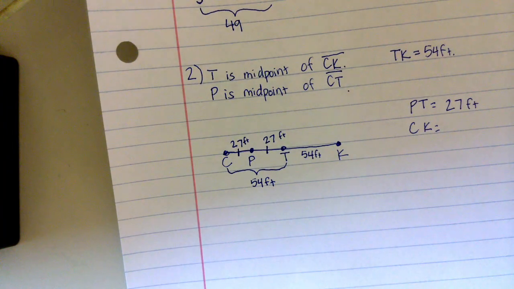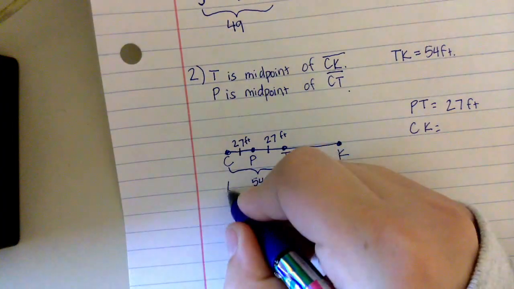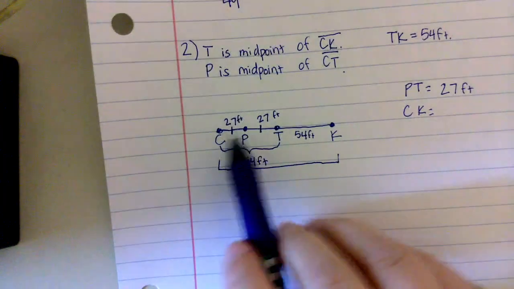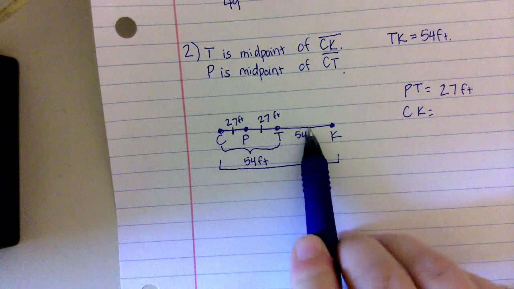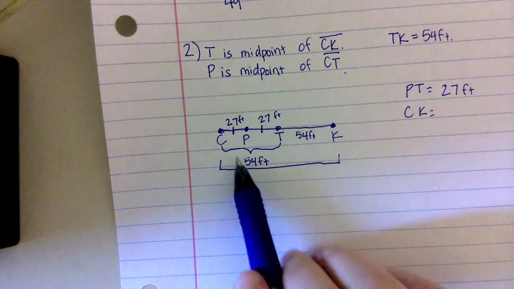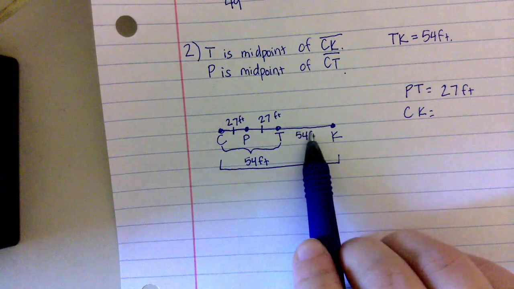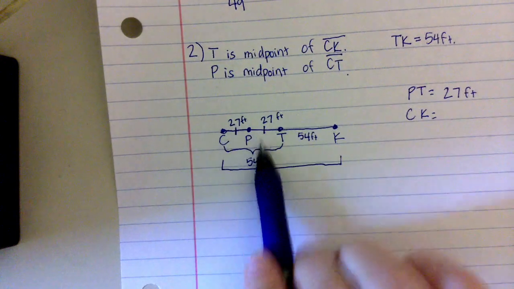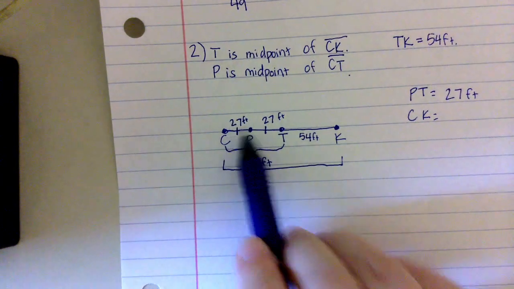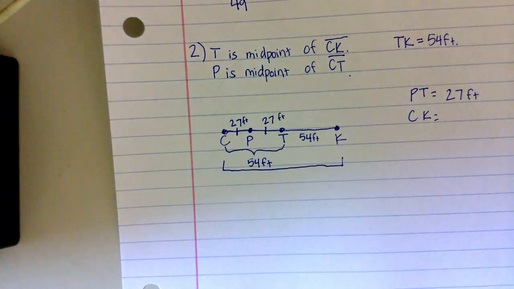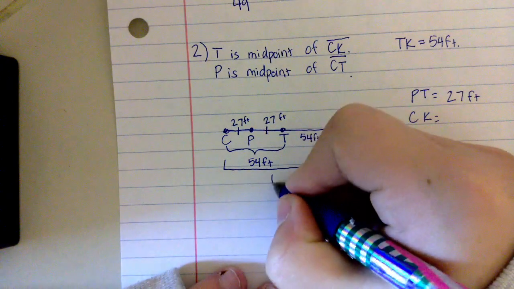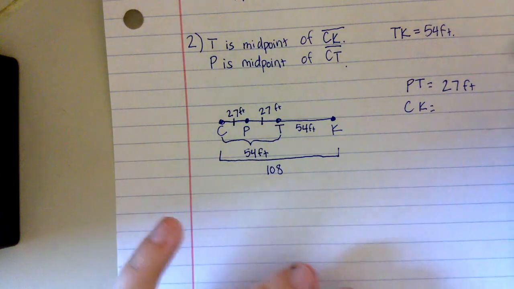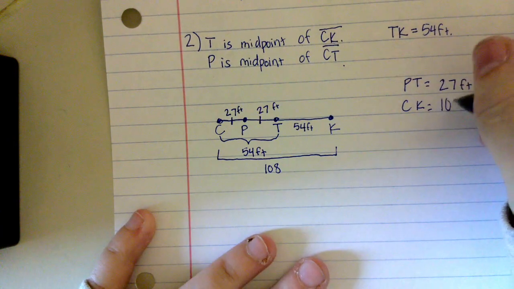All right, now we do need to figure out what is C to K, this whole length here. So there's a couple ways we could do this. We could do 27 plus 27 plus 54, because those are all the small parts. Or we could do 54 plus 54, because these 27s make the 54. But 27 plus 27 plus 54 will give us 108. So CK is 108 feet.